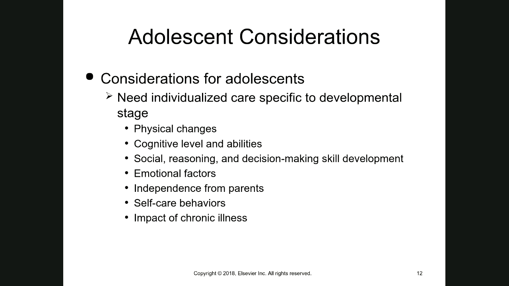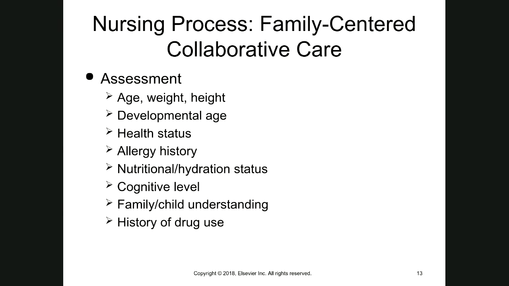Now, the patient's ability to understand the process and the reason for the drug administration, and the need to cooperate with a procedure, must always figure prominently in the nurse's plan of care. The nursing process, family-centered collaborative care. Assessment. You want to know the age, weight, height, developmental age, health status, allergy history, nutritional hydration status, cognitive level, family, child understanding, and history of drug use.